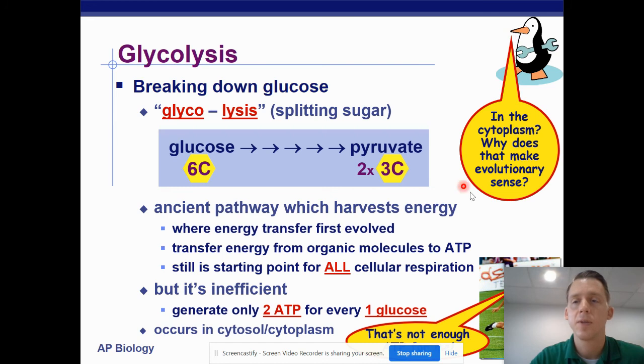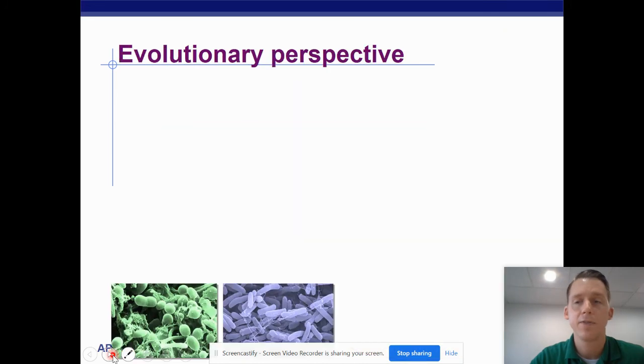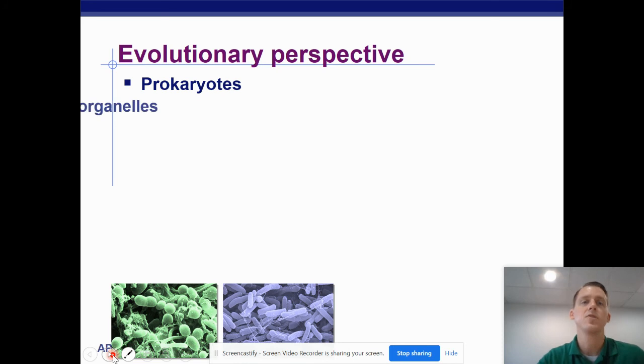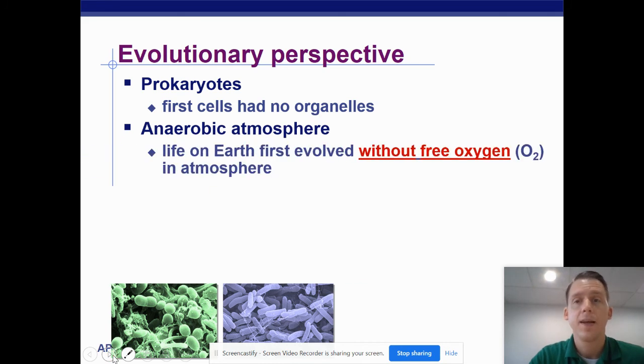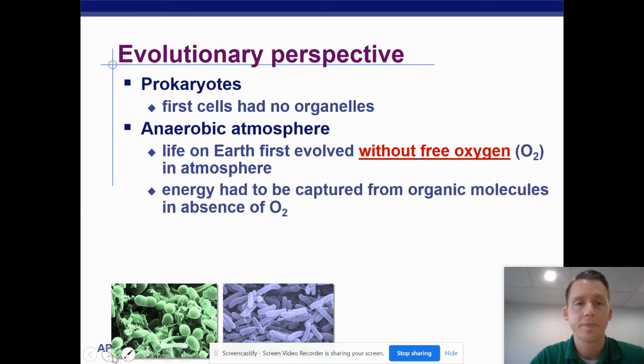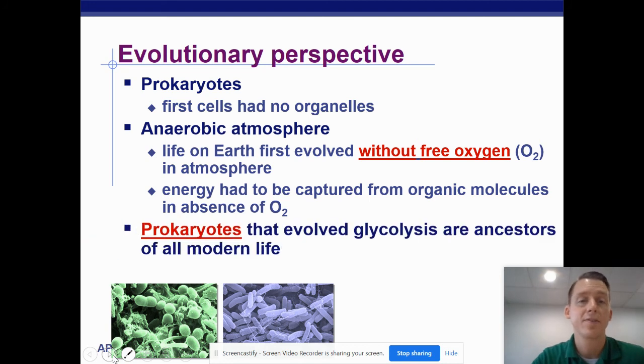So we already answered the penguin's question about why that makes evolutionary sense. So prokaryotes were the very first cells. They had no organelles. They had an anaerobic atmosphere. They did not have oxygen around. And so all life on Earth evolved without oxygen. Energy still had to be captured. Even though there was no oxygen, energy still had to be captured in the absence of oxygen. And so prokaryotes evolved a process like glycolysis, and they are the ancestors of all modern life.